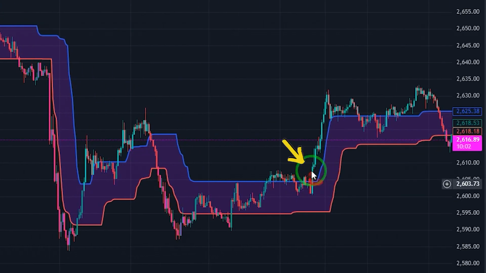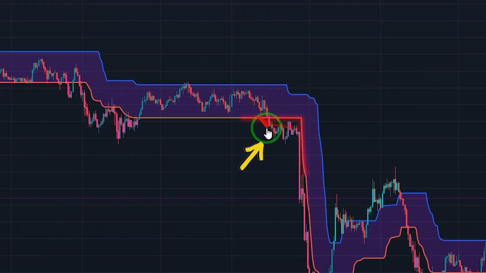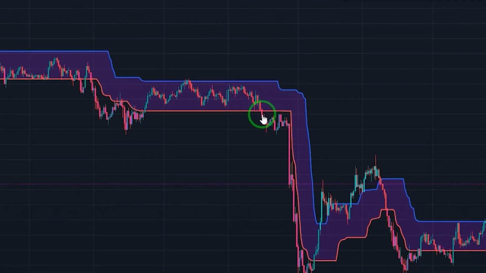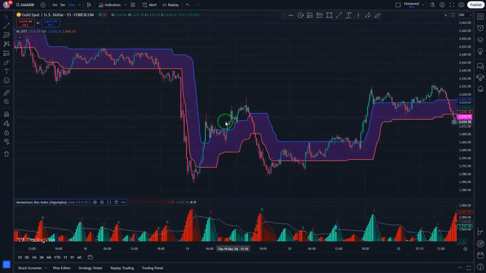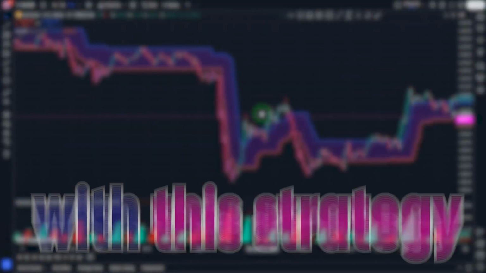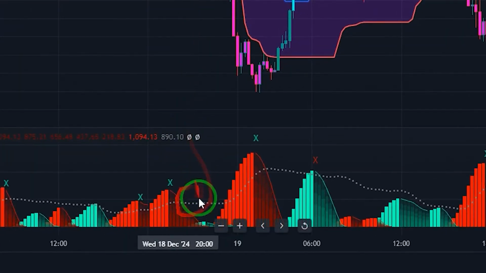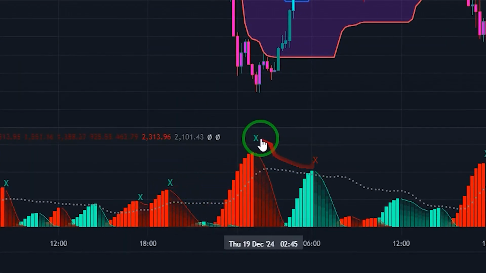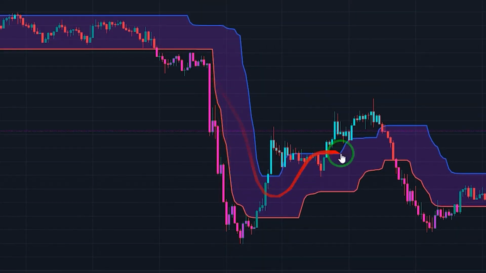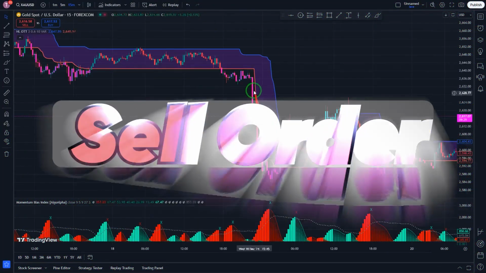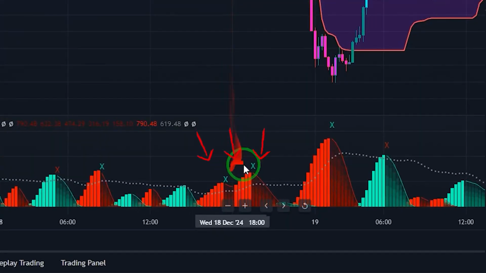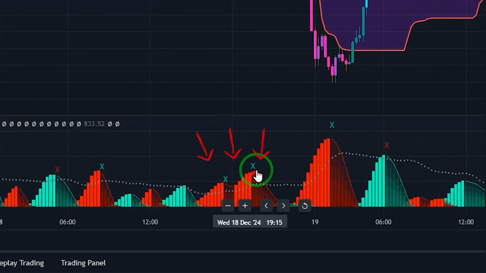If the price closes above the HOT line, it's a signal for an uptrend. If the price closes below the LOT line, it's a signal for a downtrend. Now that we have set up the indicators, let's learn how to make profits with this strategy. When the Momentum Bias Index gives a buy or sell signal, we need to check whether the overall trend matches that signal.